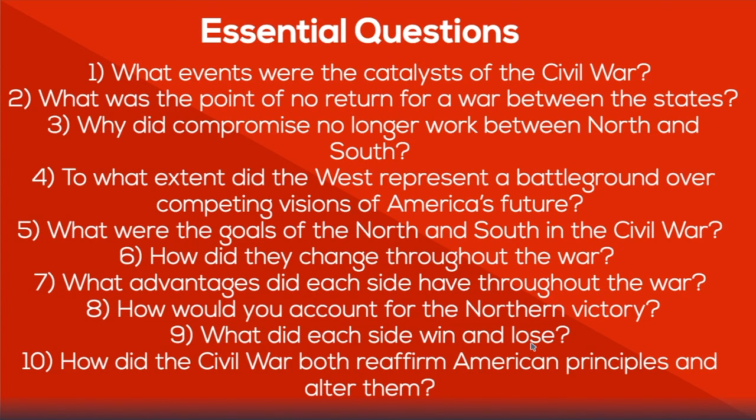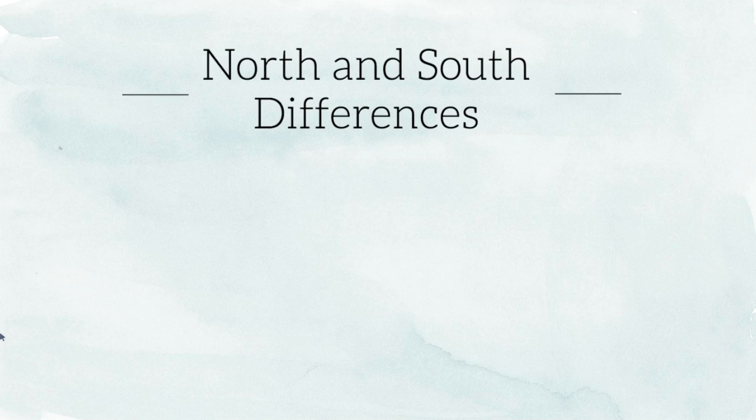What were the goals of the North and South in the Civil War? How did these goals change throughout the war? What advantages did each side have throughout the war? How would you account for the Northern victory? What did each side win and lose? And how did the Civil War both reaffirm and alter America's principles?